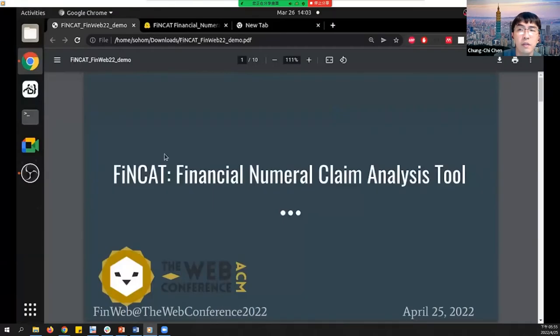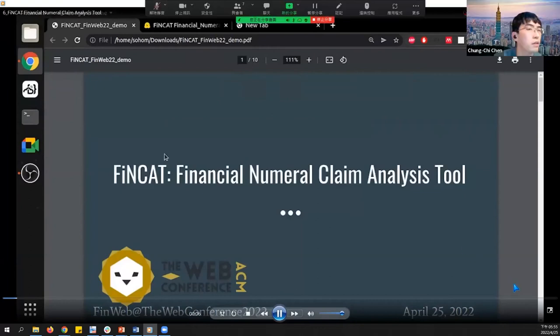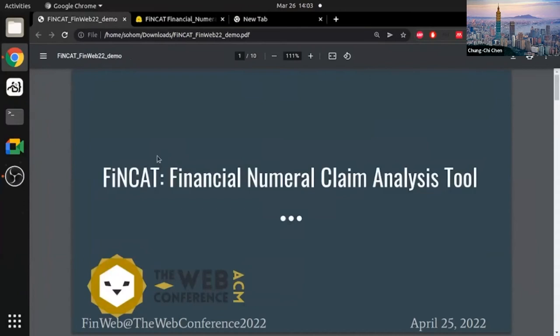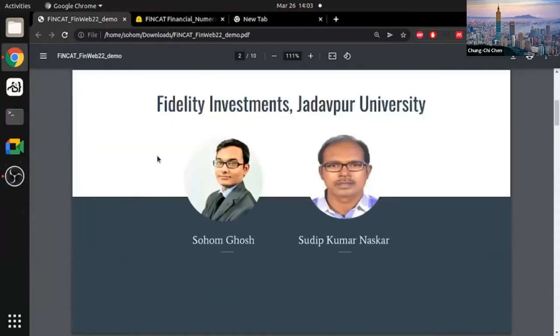Hello everyone, I am Shohum and I am here to demonstrate our tool FinCAT, Financial Numeral Claim Analysis Tool. Dr. Noskar and I contributed towards the development of this tool. We are affiliated to Jadavpur University and Fidelity Investments.